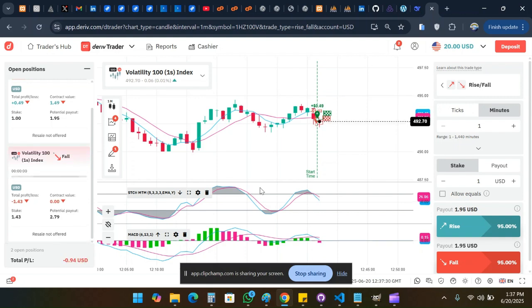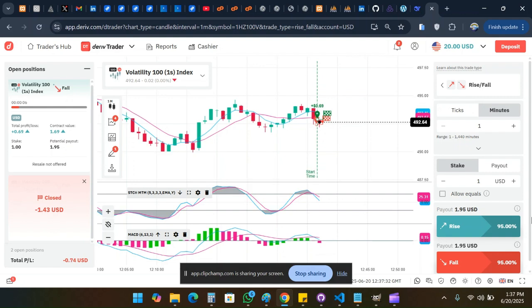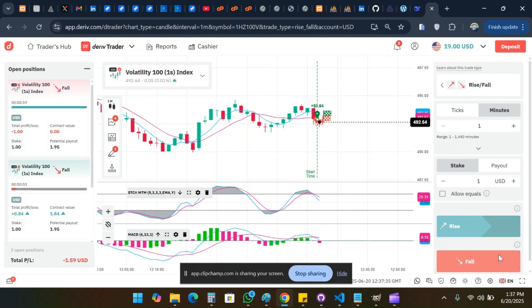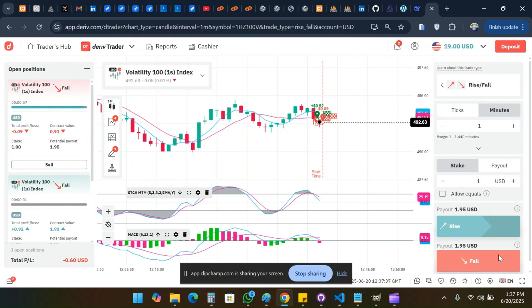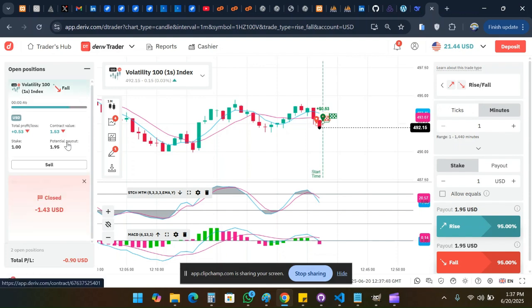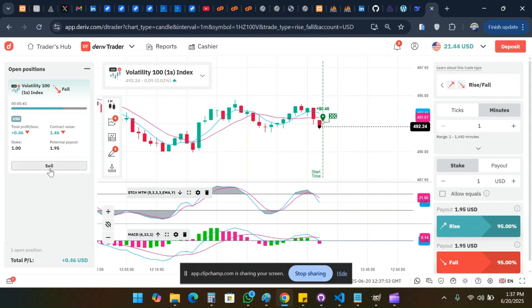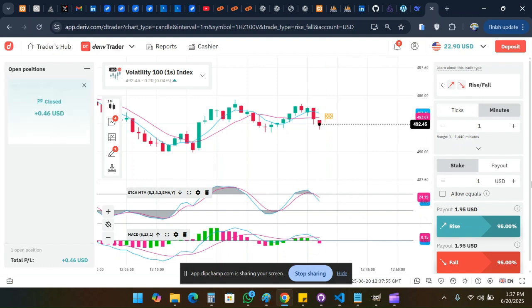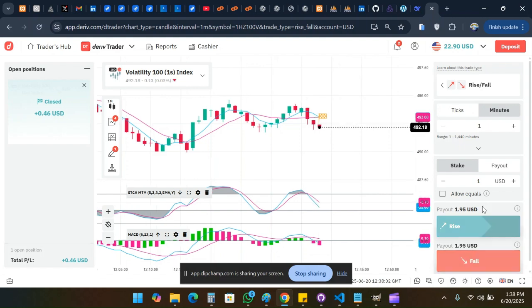So I hope we get that. 3, 2, 1. Okay. Going to sell again. Going to sell again. Okay. So I will not wait long now. I'm selling. Okay, good. Okay, I'm selling again.